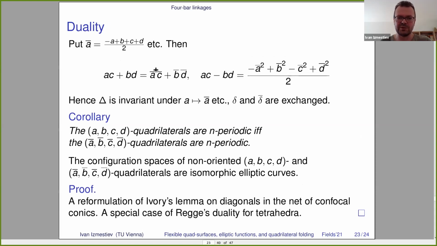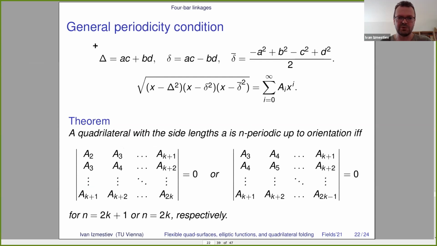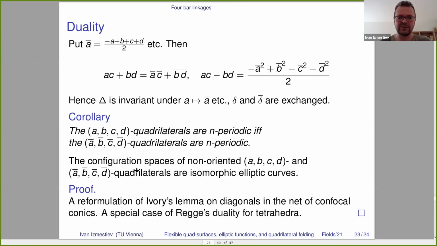The proof that I just gave is a purely algebraic proof without any geometry, which is maybe not very satisfactory. Luckily there is also a geometric proof. This duality is based on Ivory's lemma about a net of confocal conics. Later we also found out that this is a special case of another very nice theorem, the duality for tetrahedra.